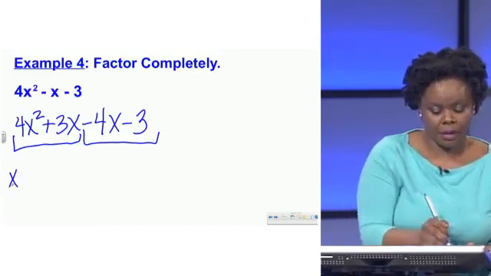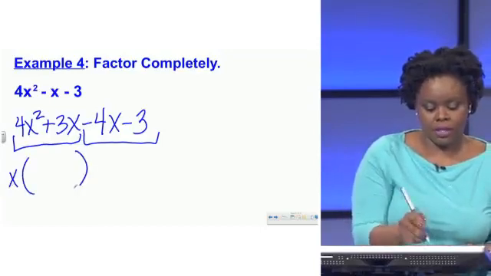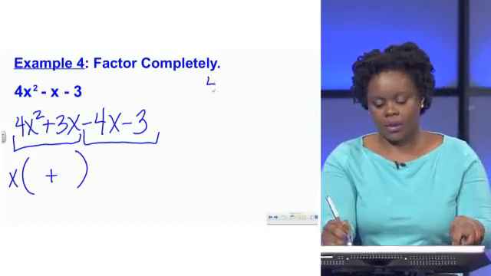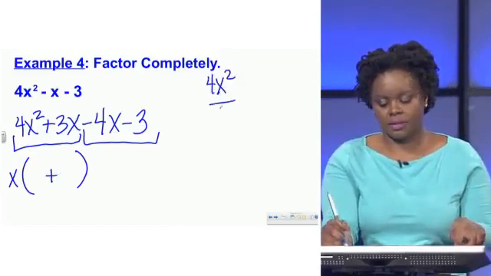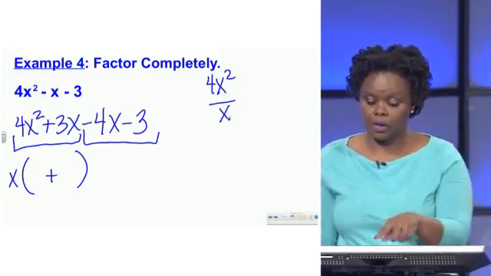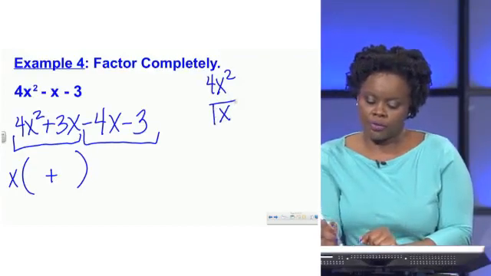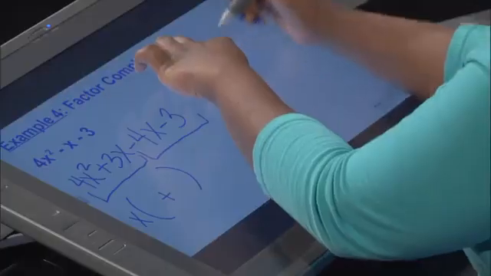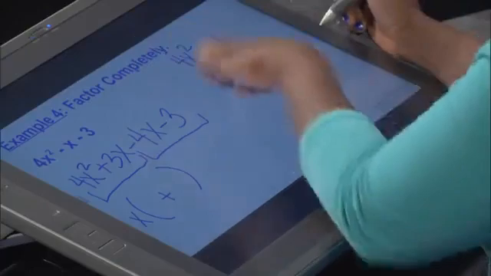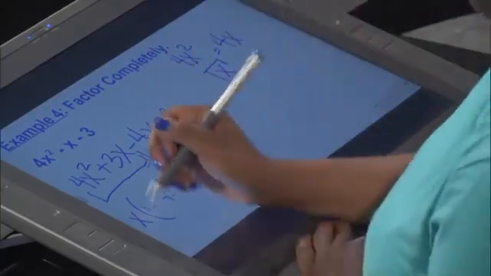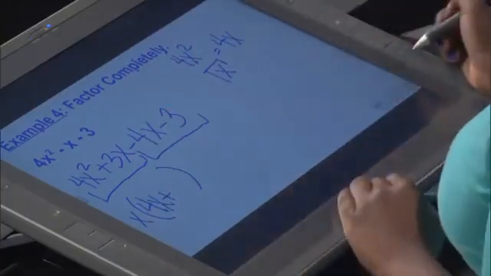Okay. And let's get the parentheses up. Let's go ahead and get the plus sign in there. So 4x squared divided by x. Because now I'm ready to start dividing these terms by my greatest common factor. So that's essentially a 1x to the first over there. So 4 divided by 1, that's 4. X squared divided by x, that's just x. So now I have 4x over here.